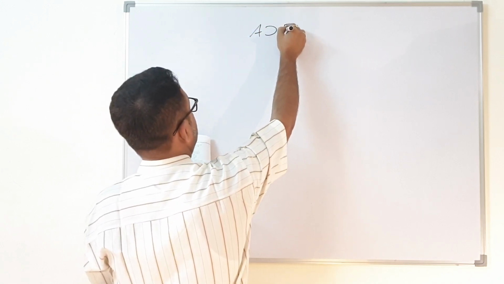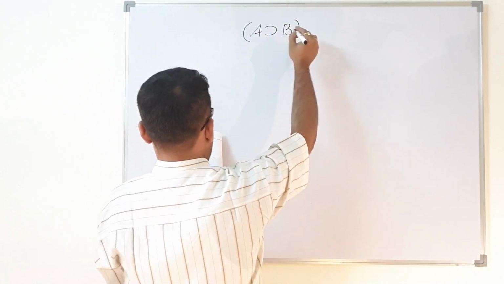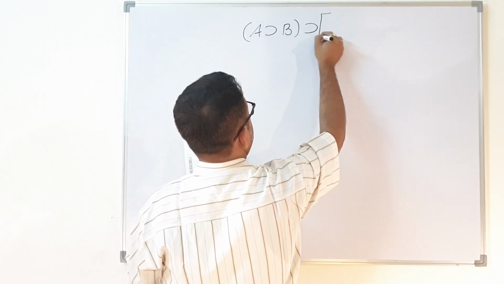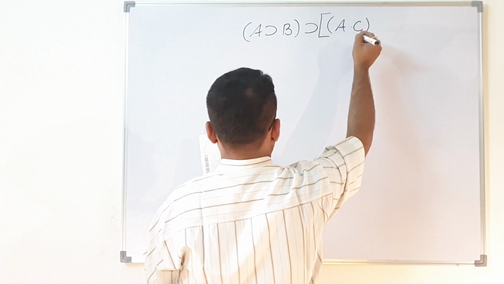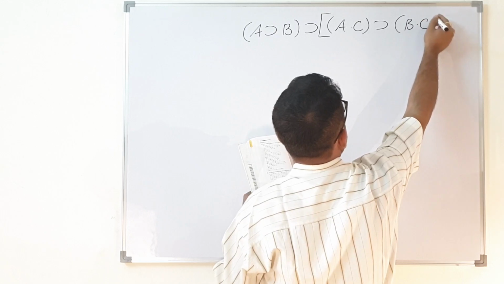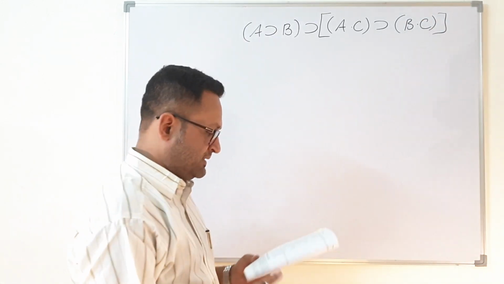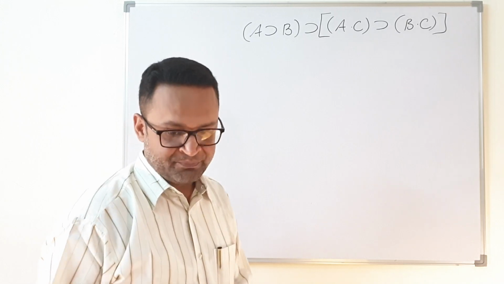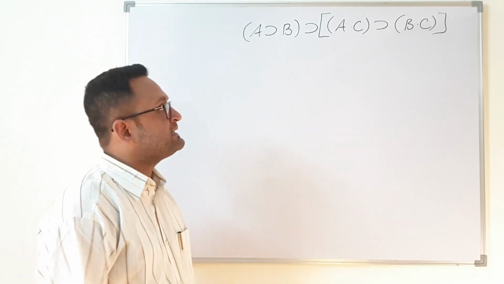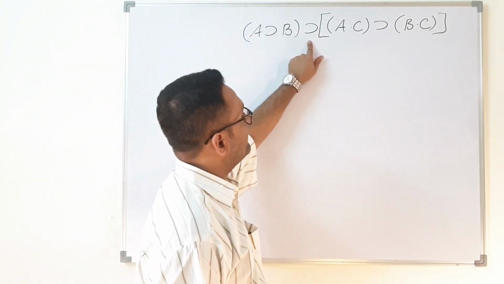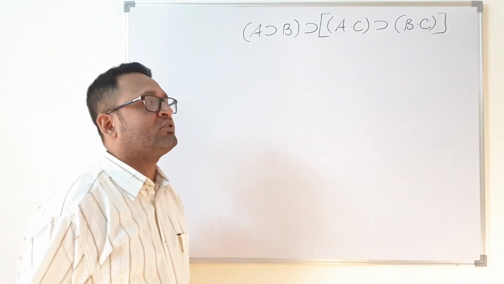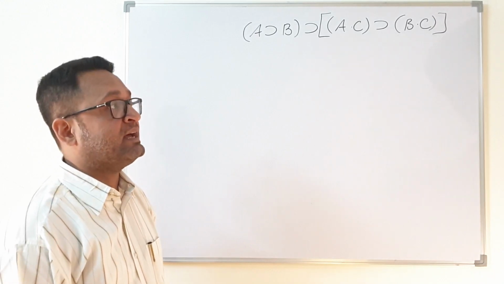A implies B implies A dot C implies B dot C. They are asking us to prove that this is a tautology. Now, one way of solving this question is to prepare the truth table and see. You know that this is going to be the main connective, right? Once you make the truth table, you will find that this is a tautology. But then you can prove using CP as well.